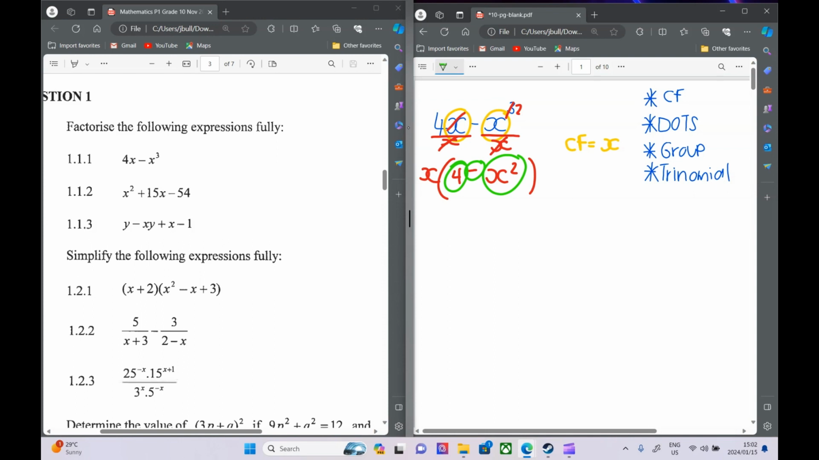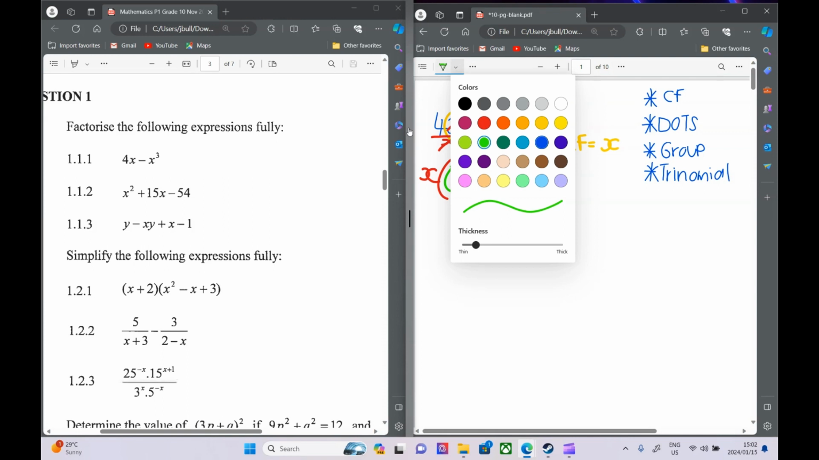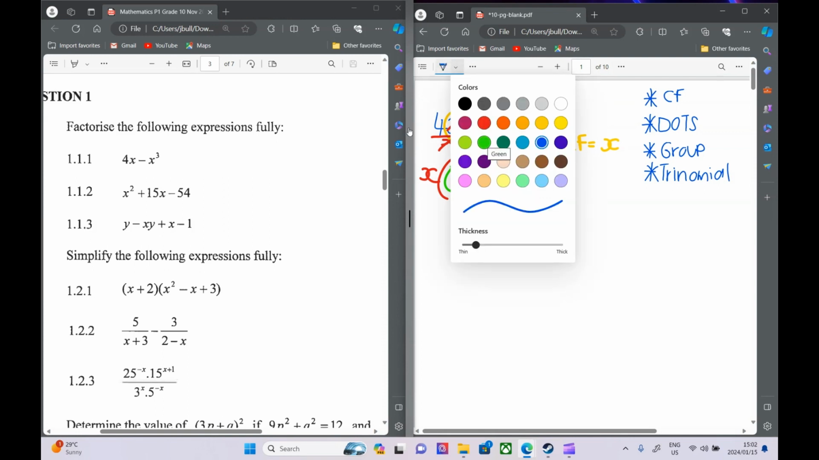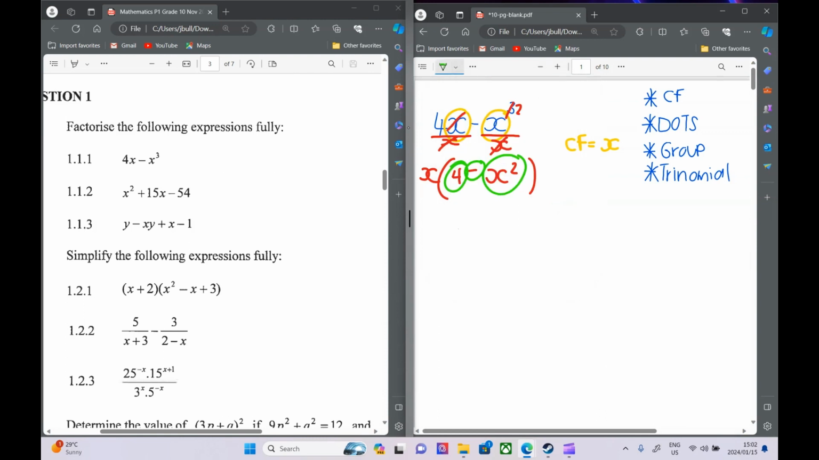We have a standard form, so if I'm doing the difference of two squares, it always ends up looking like this. I still have that bracket x, but then difference of two squares means I get two brackets. I get a plus in the one, a minus in the other, it doesn't matter which order.